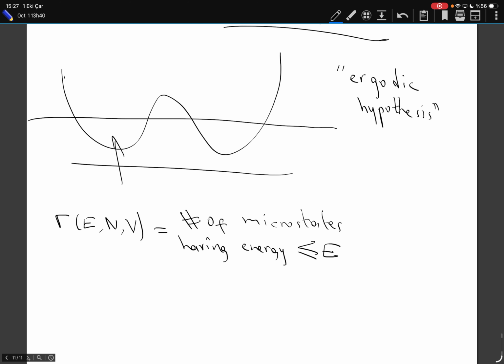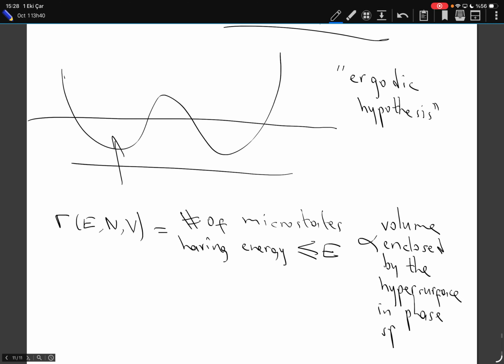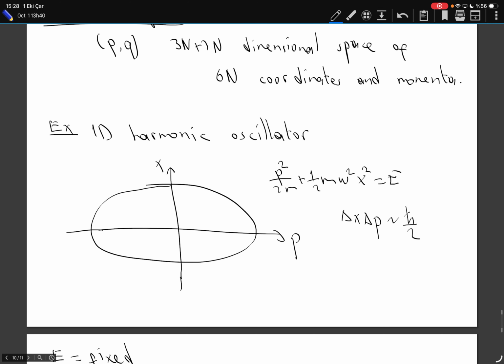And this will be proportional to the volume enclosed by the hypersurface in phase space. You see, if I again go back to this one-dimensional harmonic oscillator case, this is what I mean by the volume. The volume will be easier to approximate than the surface, the circumference.